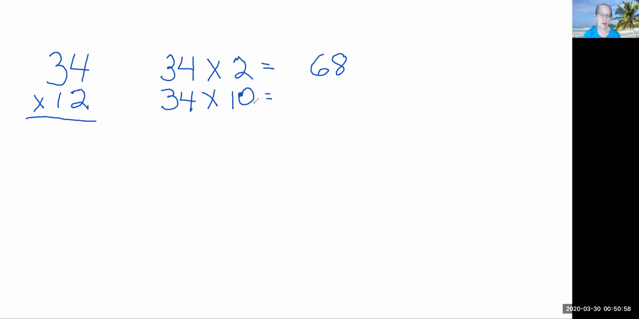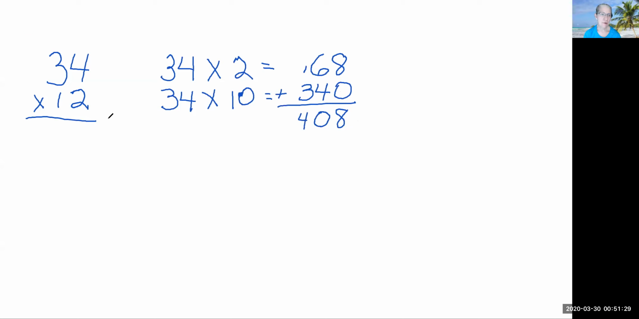And 34 times 10 is multiplying by a multiple of 10, so you're just going to add a 0 to 34 times 1. You're going to have 340. You're going to add both of these numbers that you got from the expanded form of 12. 8 plus 0 is 8. 6 plus 4 is 10. You put a 0 in the tens column, carry the 1 over to the hundreds, and your answer is 408.